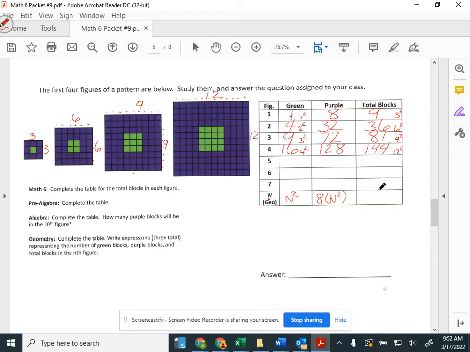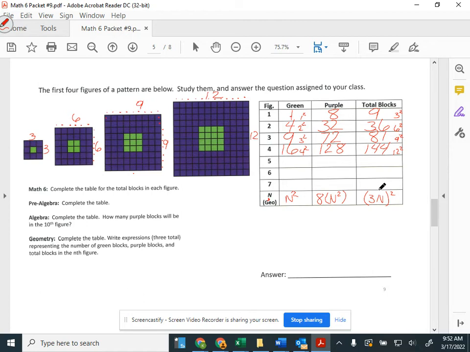So I would know what the 75th figure, how many total blocks there are. We're going up by 3 each time. So it's 3 times n squared. That's my rule. So I can find my 75th figure.